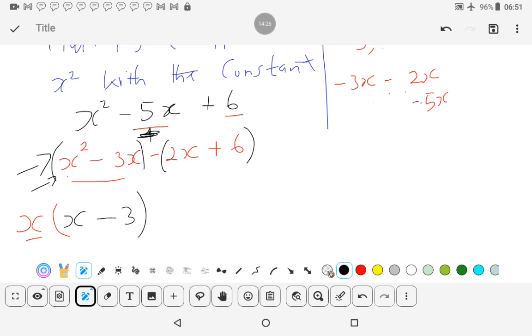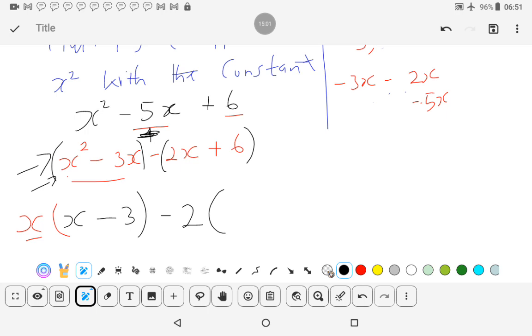Then you come to the other bracket and check which number is common to them. If you look at the two, we have 2x and we have 6. The only number that is common to them is 2. This is because 2 can divide 2, and 2 can also divide 6. So how do you go? You now factor out the common number. We have minus. Don't forget the sign there. You bring out the common factor, which is 2.